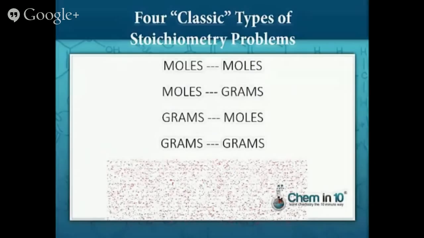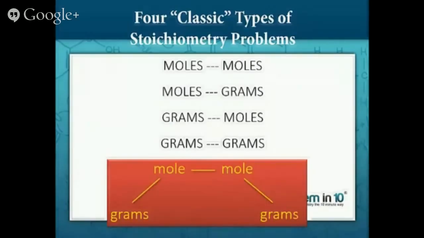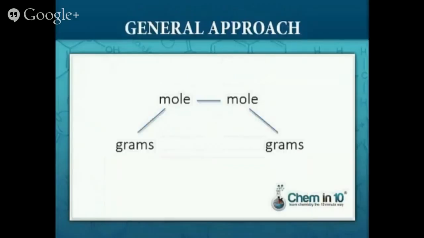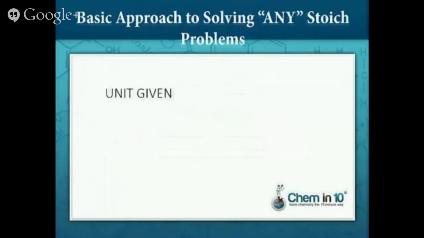There are four classic types of stoich problems: moles to moles, moles to grams, grams to moles, and grams to grams. This is the general approach. We go from grams of one species to moles of that species. Then we go from moles of that species to something else in a balanced equation, and then we convert that back to grams. Our basic approach is we go from our unit given to moles of that.